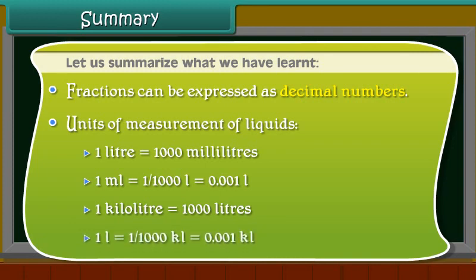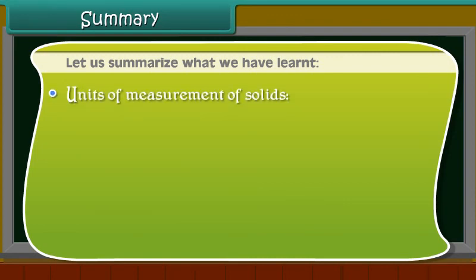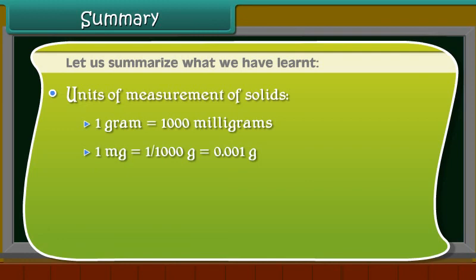1 liter is equal to 1 by 1000 kiloliters. That is equal to 0.001 kiloliter. Unit of measurement of solids. 1 gram is equal to 1000 milligrams. 1 milligram is equal to 1 by 1000 grams. That is equal to 0.001 gram. 1 kilogram is equal to 1000 grams.